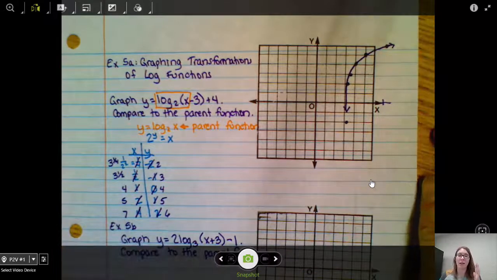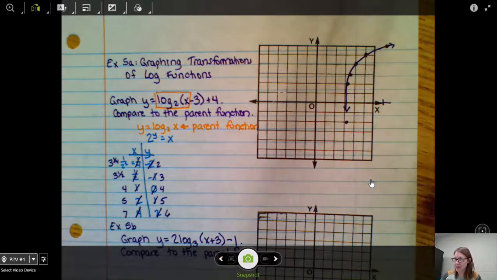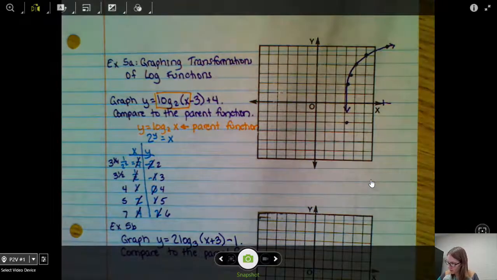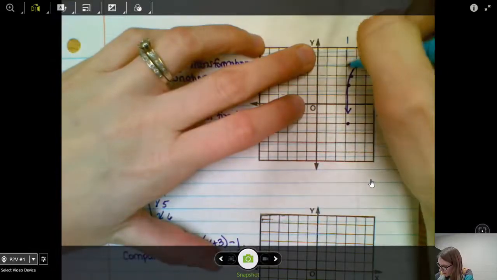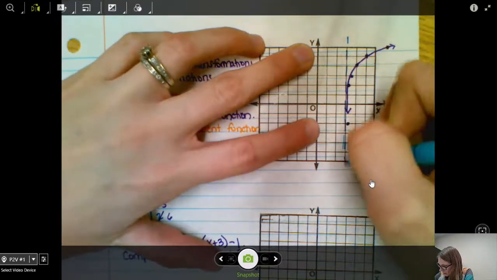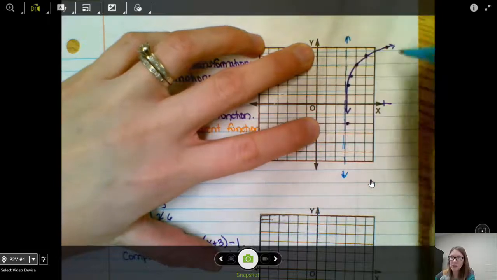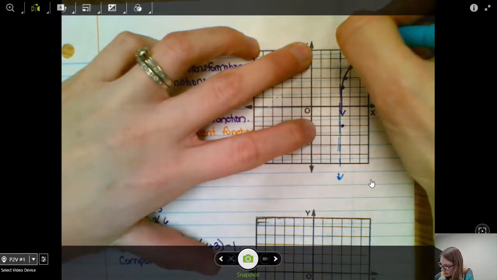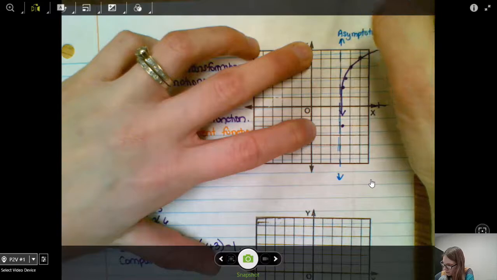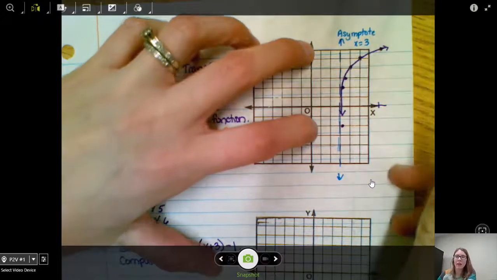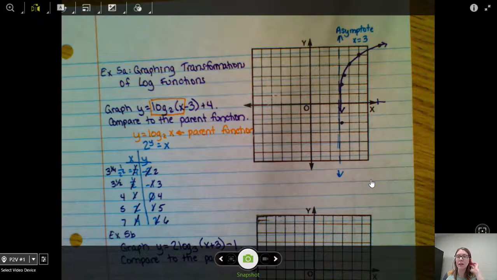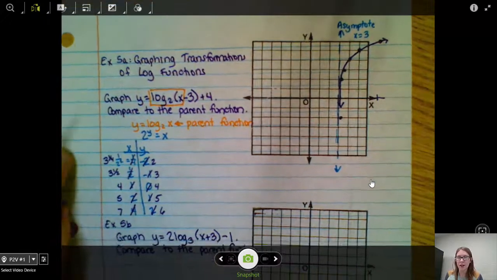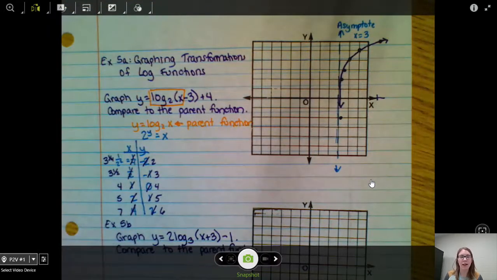Now keep in mind that our logarithmic functions are always going to have an asymptote. So in this case, because of our translation right 3, that asymptote is translated right 3 from where it normally is. Okay, so I'm just going to make the note on here too that the asymptote would be the equation x equals 3 here. X equals because it's a vertical line, and then it's translated right 3. All right, so just like when we were transforming our exponential functions, start off with your parent function and go from there.